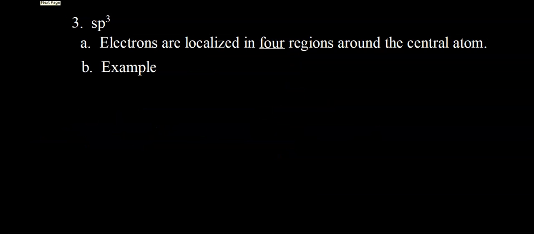Hopefully you're seeing a pattern here. Next up, we have sp3 hybrid orbitals. This time, the electrons are localized in 4 regions around the central atom. So the example we're going to look at is carbon tetrachloride. So here's our skeletal structure.